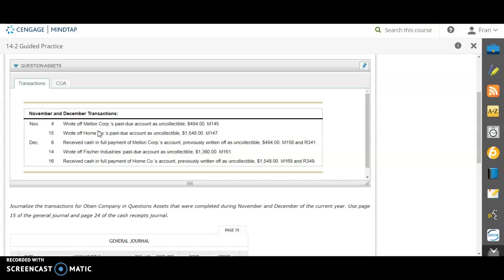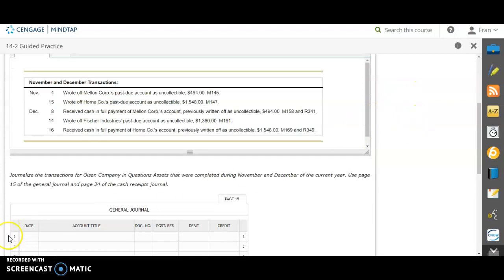Now, instead of just figuring out what our estimated allowance is going to be for uncollectibles, we are actually finding one. Maybe Mellon Corporation's CEO just called us and said, hey, you know, we owe you $494. We're going out of business. We're not going to be able to pay you. So now we know it is a done thing.